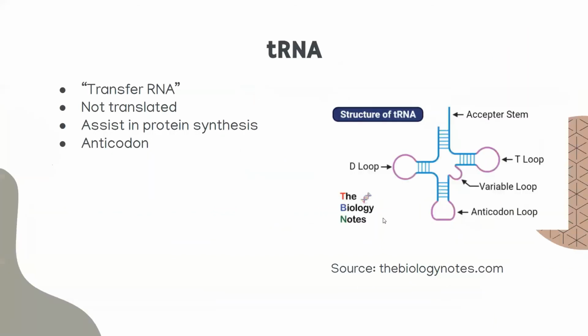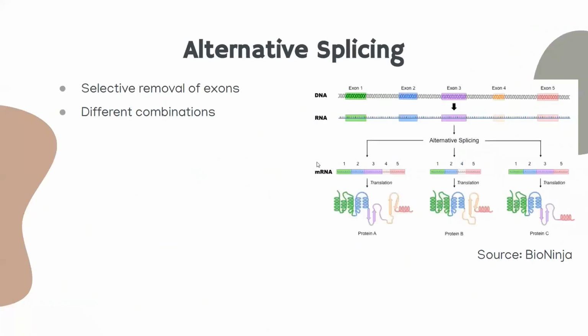Next up is translation. tRNA, as I mentioned before, is one of the other 2 RNAs that I will talk about today. The T here stands for transfer RNA. These are not translated; the ones that are translated are mRNAs. They assist in protein synthesis, and they have an area called the anticodon loop that has anticodons.